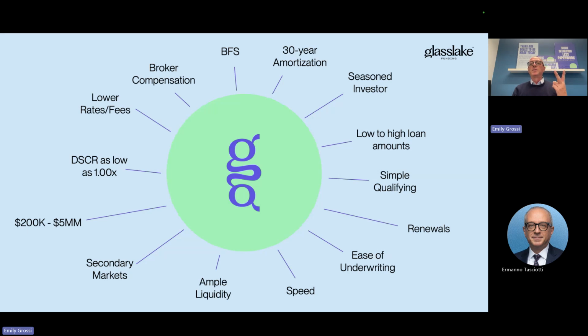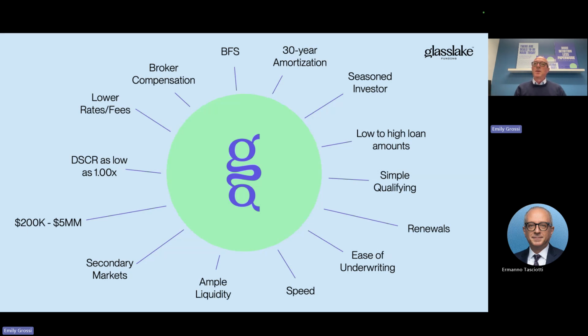We've got business for self and we've got the seasoned investor. Those are our two types of clients, and those are the clients we like. People that are self-employed, they're going to own or occupy the space, or the investor, they're going to lease it out to a tenant. We've got low to high loan amounts. We'll go as low as $200,000 and as high as $5 million.